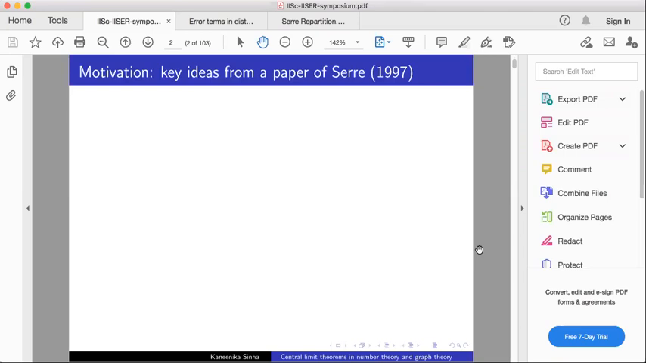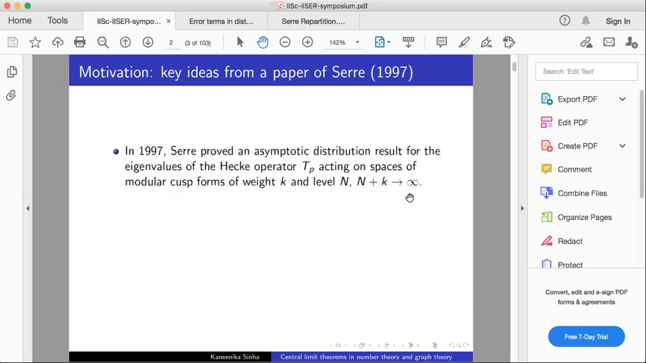The motivation for this work goes back to a paper of Serre in 1997. This was a very beautiful paper with some very neat and elegant ideas. The main contribution of the paper was that Serre proved an asymptotic distribution result for the eigenvalues of the Hecke operator T sub p acting on spaces of modular cusp forms of weight k and level n. Here p is a fixed prime and n plus k goes to infinity under the restrictions that k is even and p and n are coprime. This can be interpreted as a vertical variant of what is famously known as the Sato-Tate distribution.